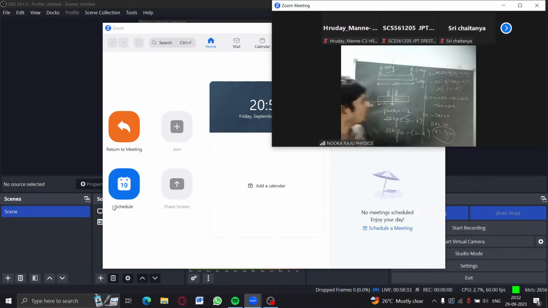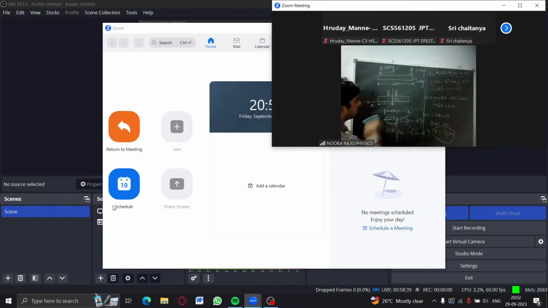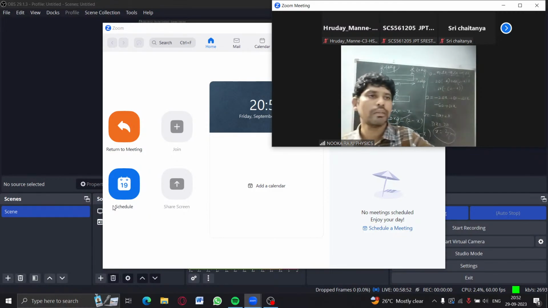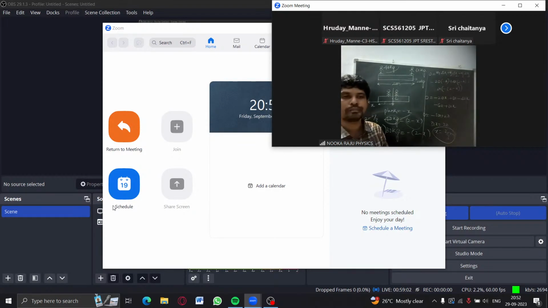So we can automatically find the remaining values also. If the x value is 2 by 3 meters, then for the remaining displacements, 2 minus x is 2 minus 2 by 3, and the other one is minus of 2 minus 2 by 3. These are the displacements. Right? Next, one more problem.